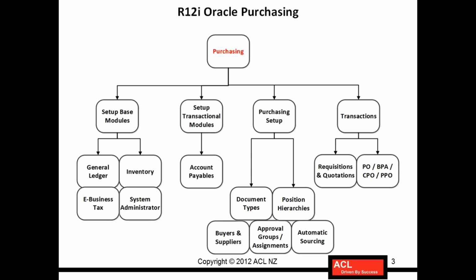So in this slide, if you see out here, the first point I've listed out here: set up all the base modules which I've just described: general ledger, inventory, e-business tax, and system administrator modules. So once you're done with that, then you set up something called a transactional module, which is called account payables.